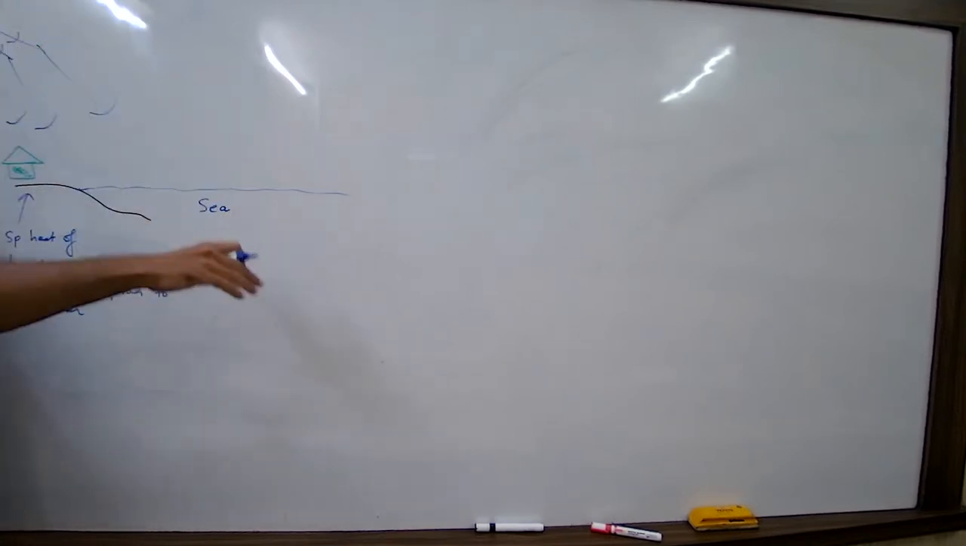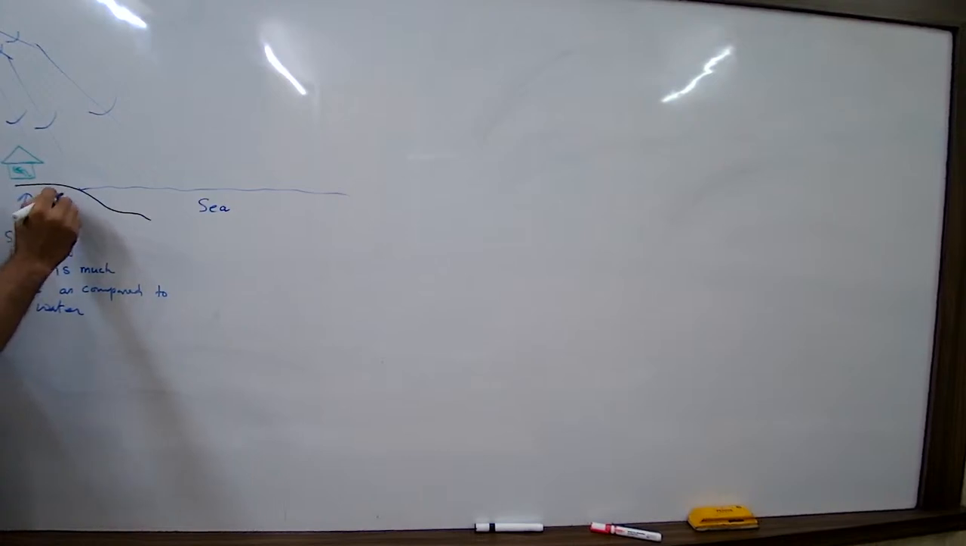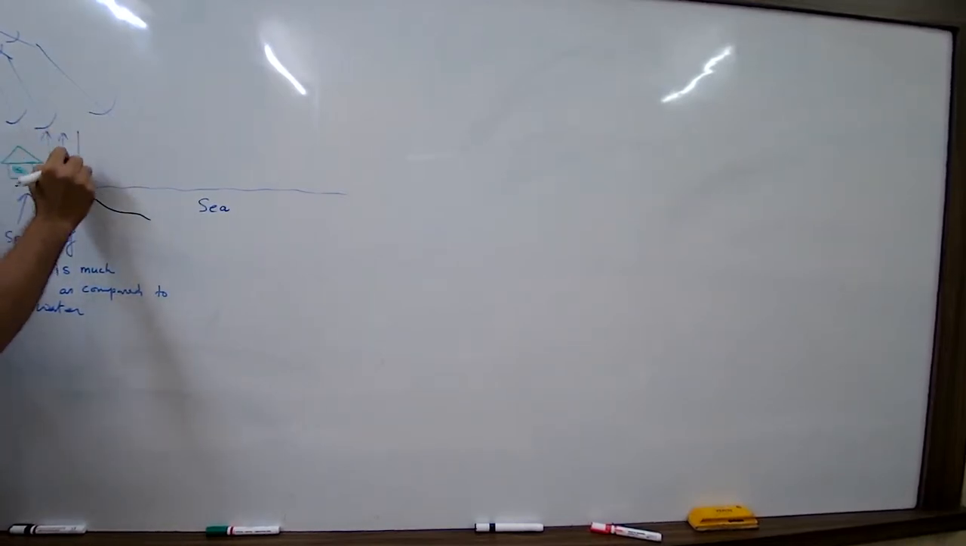So if the sea water is heated the whole day, by evening it becomes only a little bit heated, whereas the land gets heated very fast. So the land will become hot. Now see what happens. Since the land becomes hot, the air in contact with land will also be hot. It will become less dense. So the air in contact with the land will begin to go up. Hot air rises.